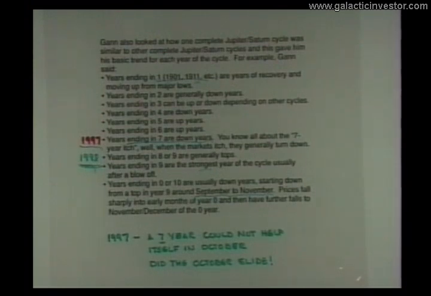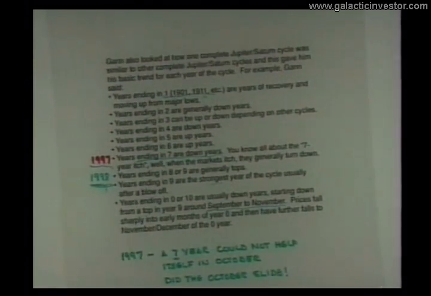1937 was a big down. Look at the 7 years, you will see. Just get charts of the down, just go back and look, and you will see that these cycles are pretty accurate.